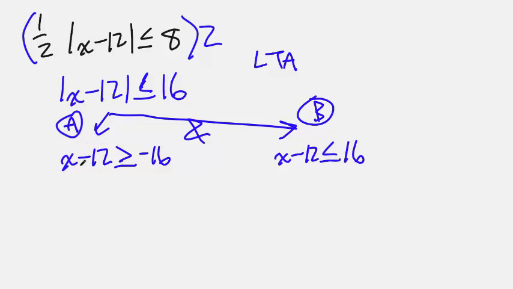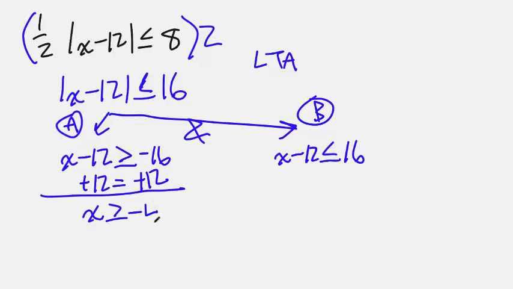So what do we do to part A? We want to just isolate x. So we get rid of this minus 12. How do we do that? We add 12 to both sides. Remember, do the opposite, so we're treating it as an algebraic equality. So we have x is greater than or equal to, what is negative 16 plus 12? I think that's negative 4. Okay, I'll go with that.